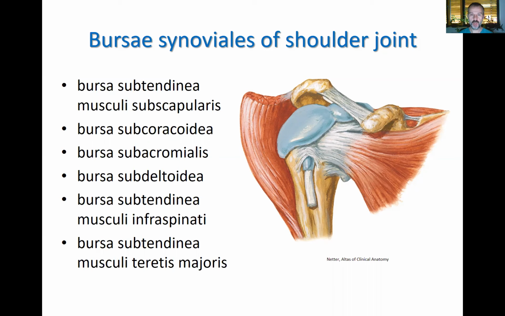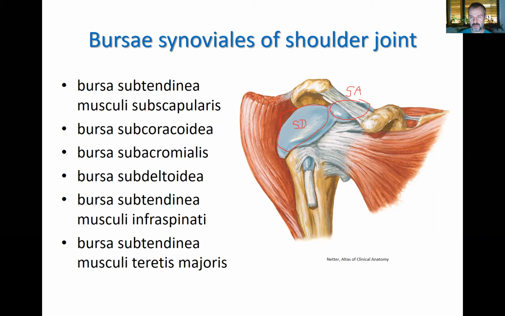We continue on the topic of synovial bursae of the shoulder joint, which are shown in this figure. Here we can see a big one, the subacromial synovial bursa, which is connected with this big subdeltoid bursa. These are the largest ones.